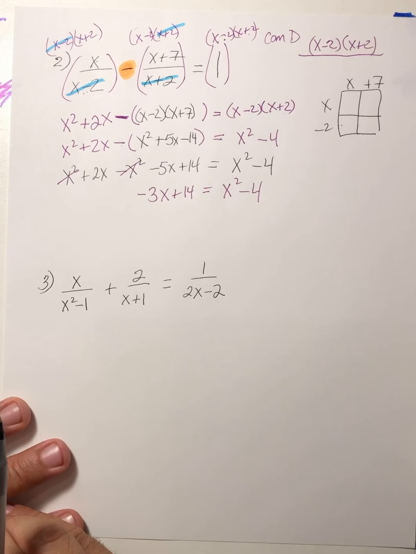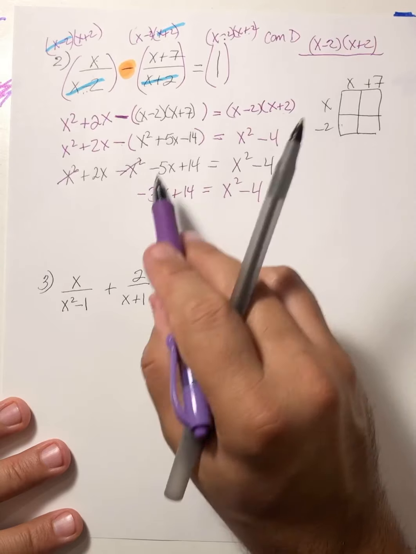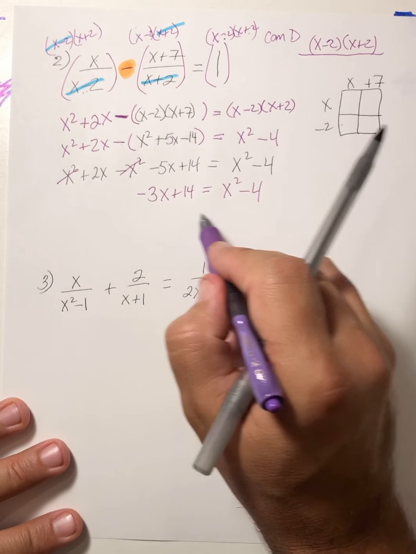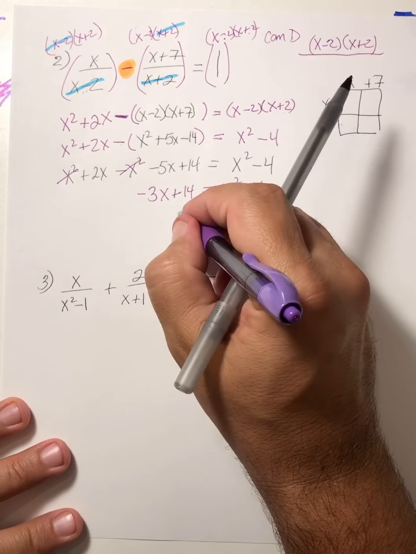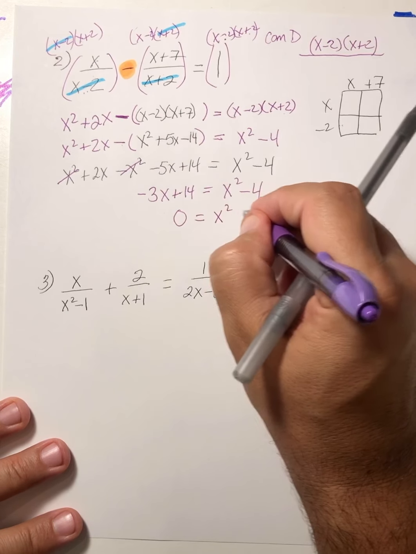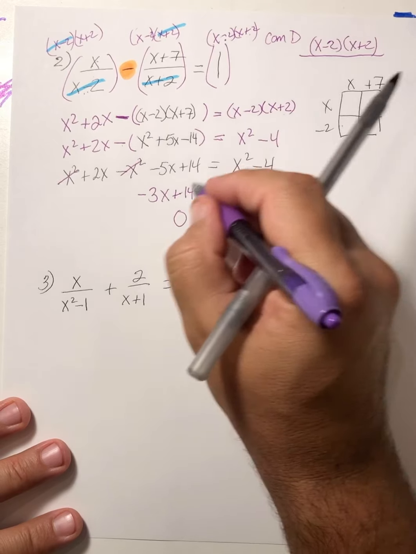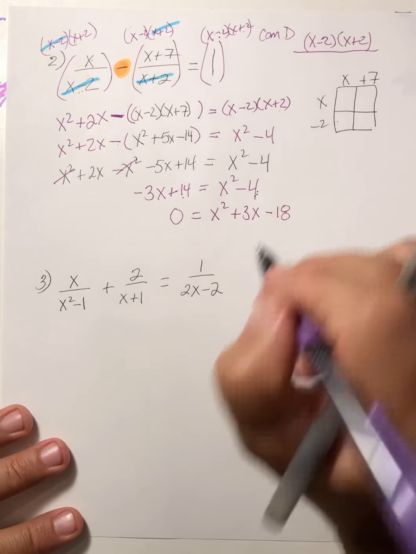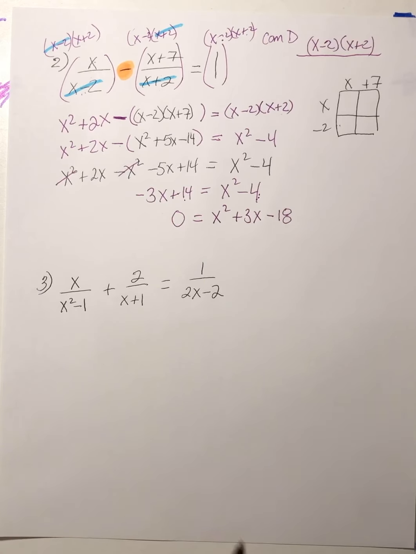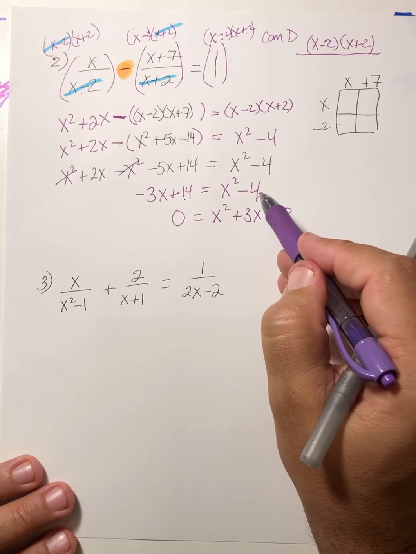And now I'm going to set this to 0. So I'm going to add 3x. I'm going to subtract 14. So 0 equals x squared plus 3x, then I'm subtracting 14, so minus 18. Okay, so I subtracted 14 from both sides.